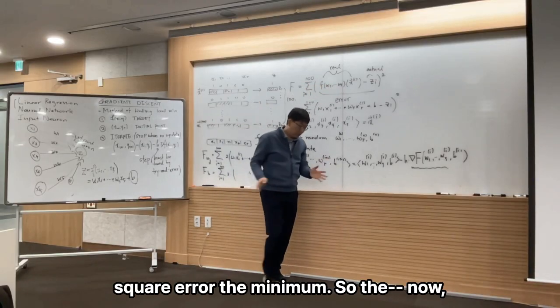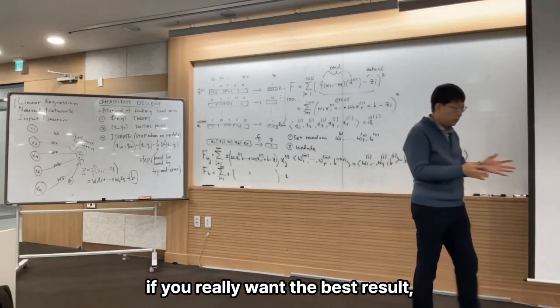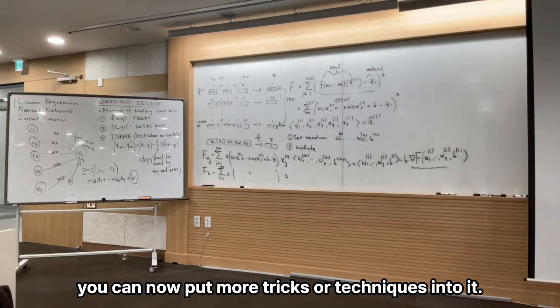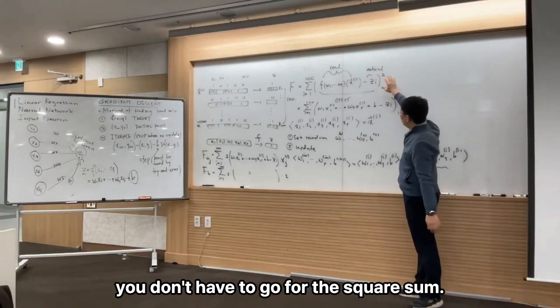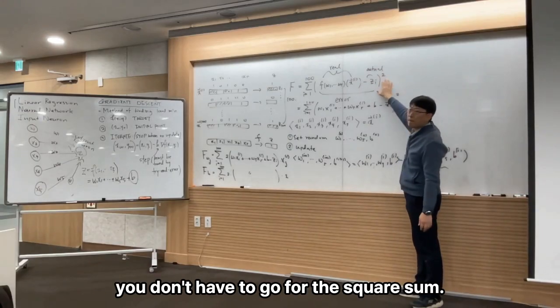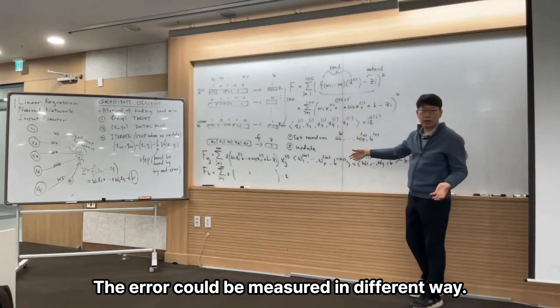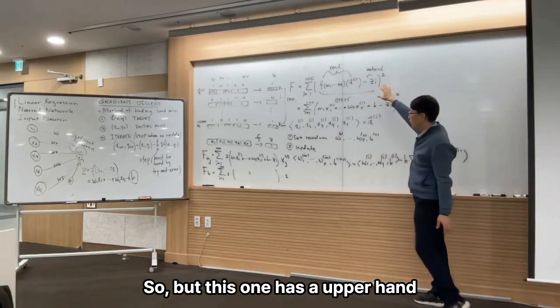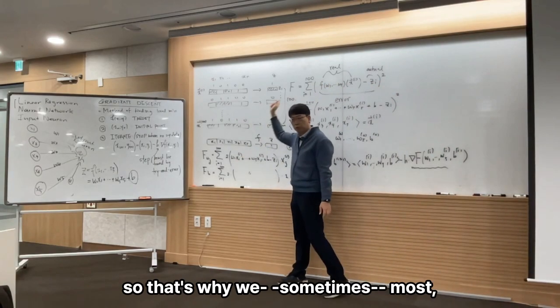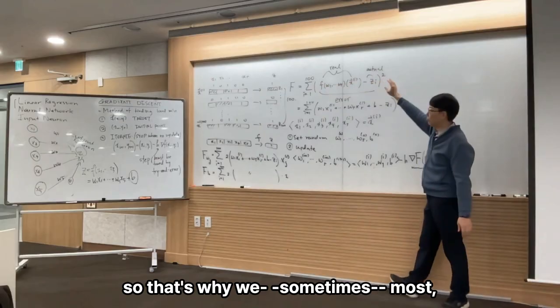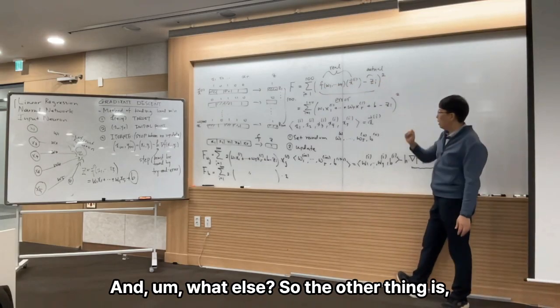So now, if you really want the best result, you can put more tricks or techniques into it. There are many, but first of all, you don't have to go for the square sum. The error could be measured in a different way. But this one has the upper hand when you take the partial derivative. So that's why in most cases we use the square sum.